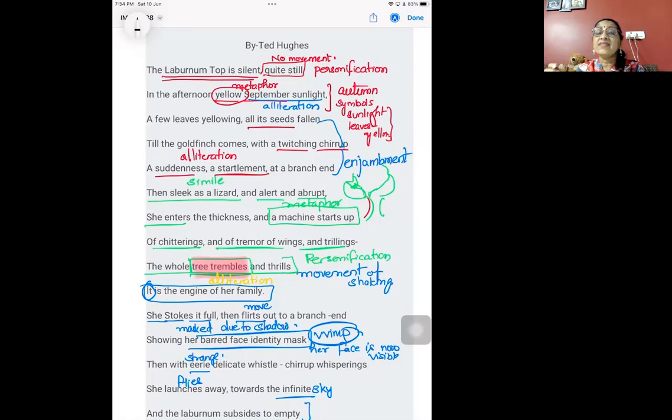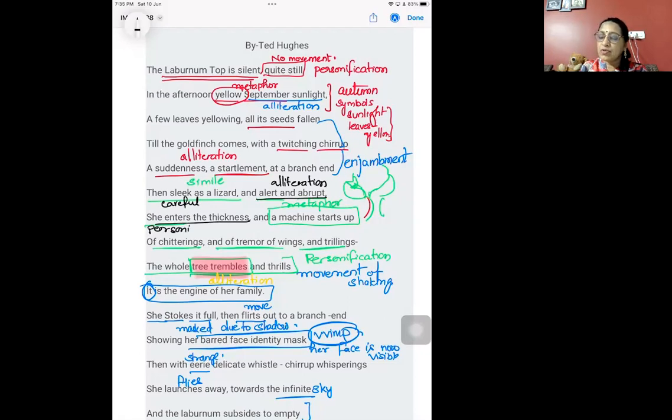Then sleek as a lizard and alert and abrupt. Sleek as a lizard मतलब sleek होता है very careful. Sleek यहाँ पर है careful. बहुत ध्यान से. यहाँ sleek is not for thinness. बहुत आराम से, ध्यान से. But suddenly she is moving on the branch of the tree. She enters the thickness का मतलब होता है, she enters the thickness मतलब आपकी जो टहनी होती है नीचे से पतली, फिर जैसे जैसे ऊपर होता है थोड़ा थिक हो जाता, तो वो कहते हैं कि वो धीरे धीरे ऊपर चढ़ रही है.